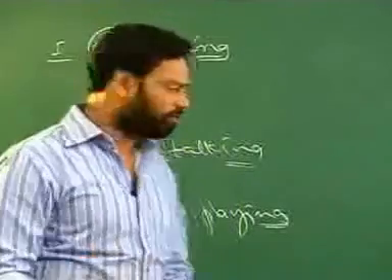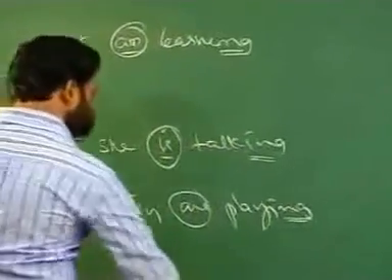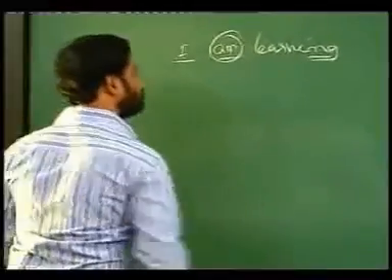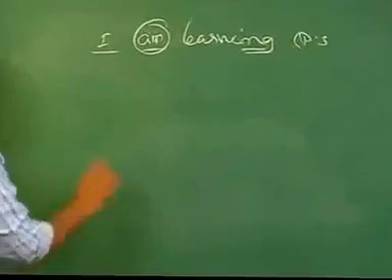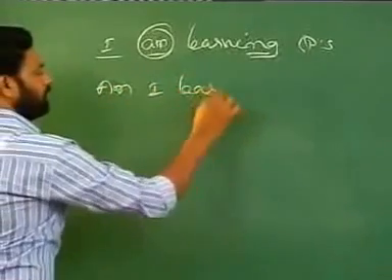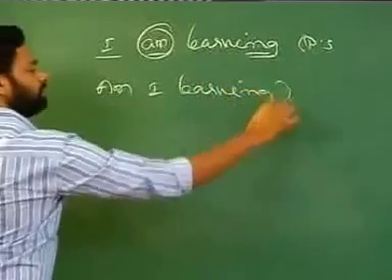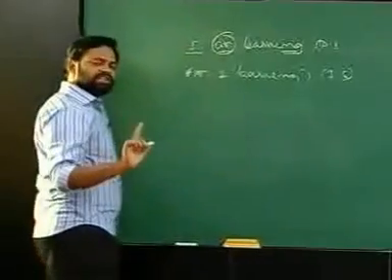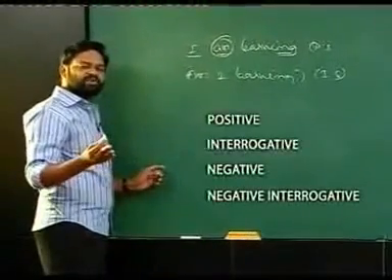Let us see how to form various kinds of sentences with this. If I take I am learning, this is called a positive sentence, right? Now if we want to make a question, so a self question, I should ask, am I learning? Question. So this is called an interrogative sentence. You should always practice every sentence in these 4 ways.